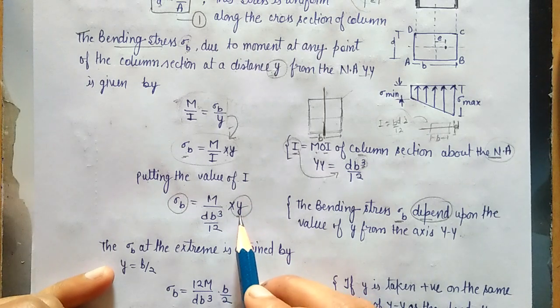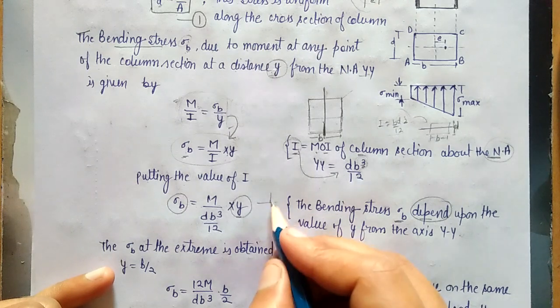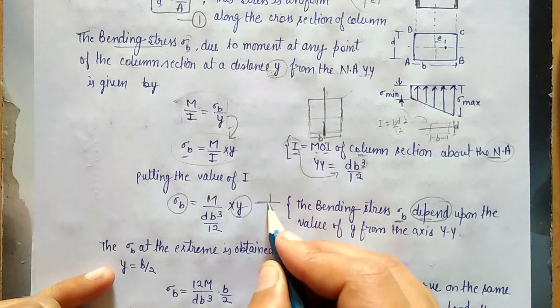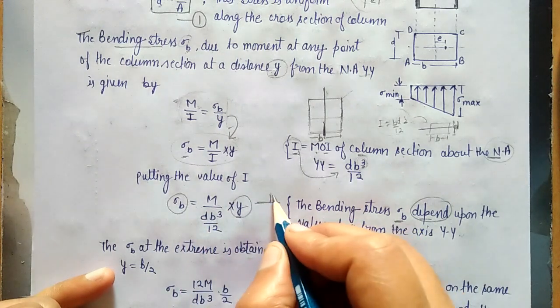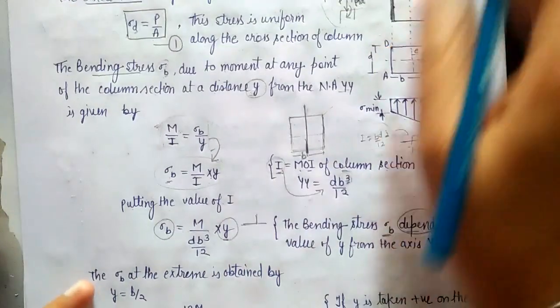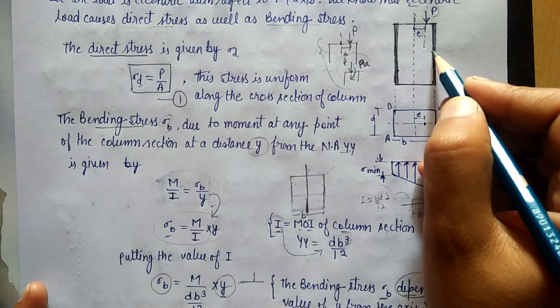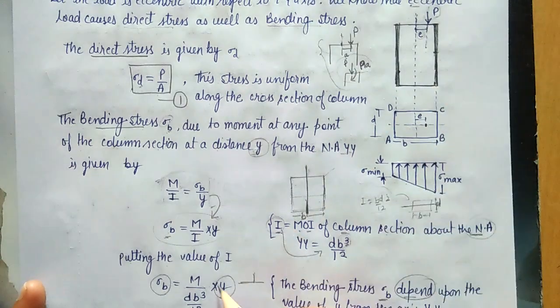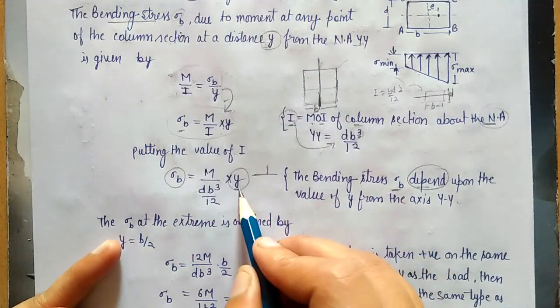What is the value of y? It is the distance from the neutral axis to the position where we want to find our bending stress. So if we find our bending stress at this position, what is its distance from the neutral axis? It represents y.